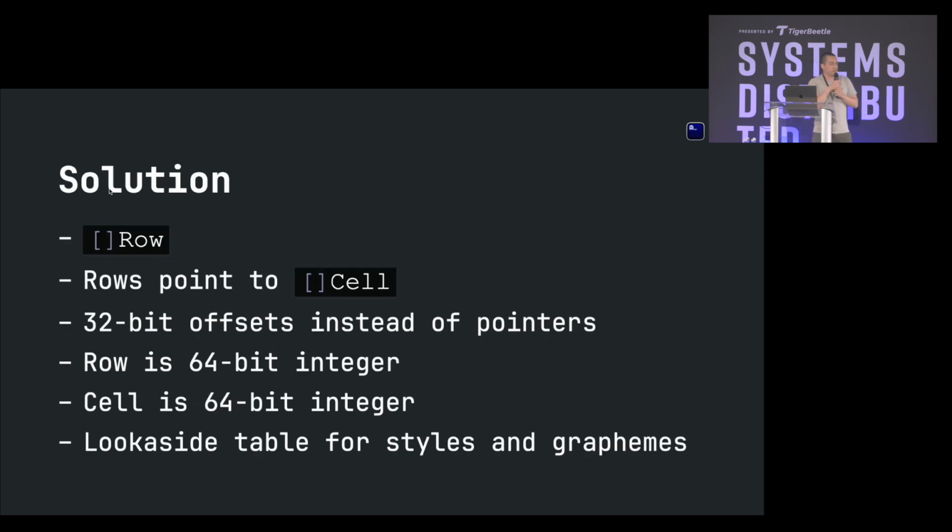So the solution is we lay it out like this. We have an array of rows. The rows are pointers to an array of cells that are in a single row. Instead of storing pointers, we store offsets from a base address, so we're able to go from 64 bits to 32 bits. We're trying to get that to 16 bits. A row is just a 64-bit integer with a bunch of packed data in it. A cell is just a 64-bit integer, and we have a look-aside table for styles and graphemes, and we just maintain the index in order to write really quickly to that. And we use a little bit of SIMD to write as well here.